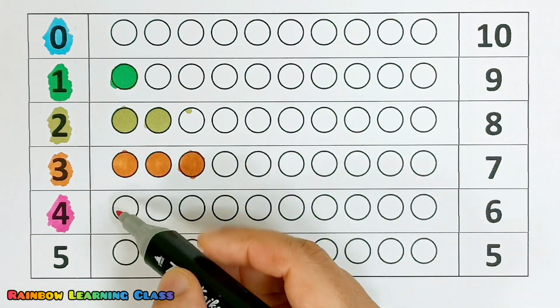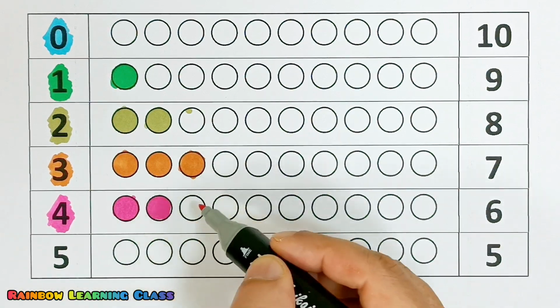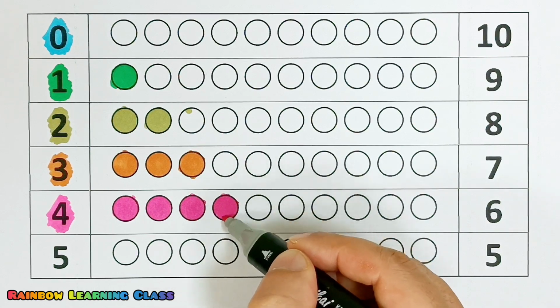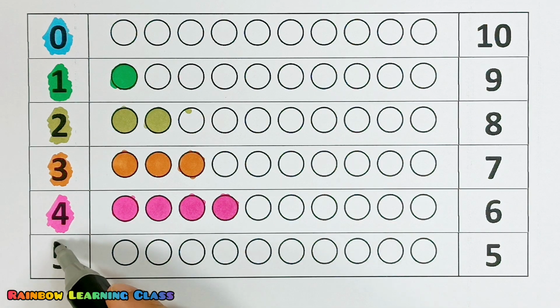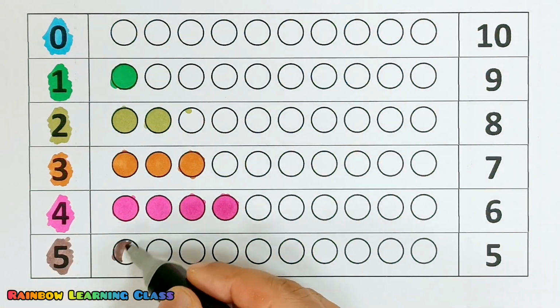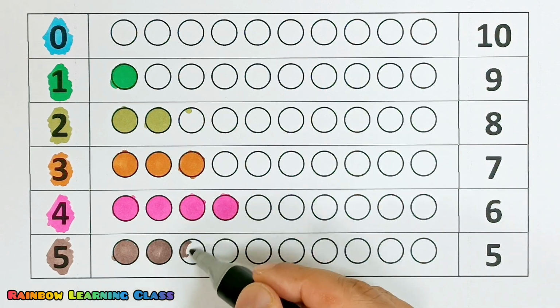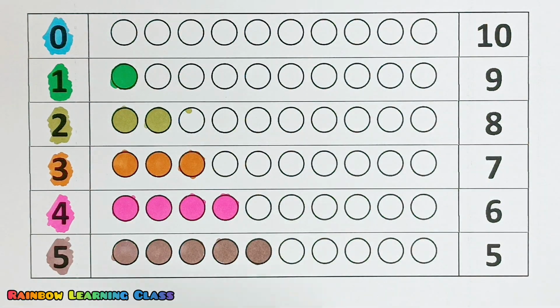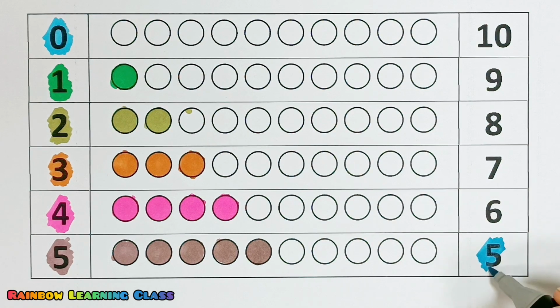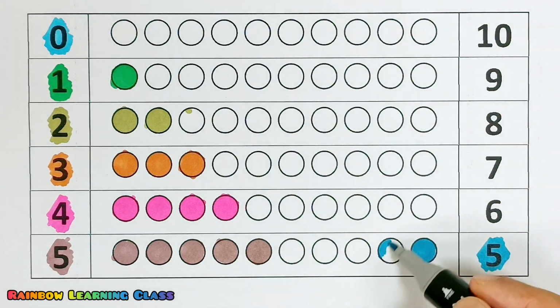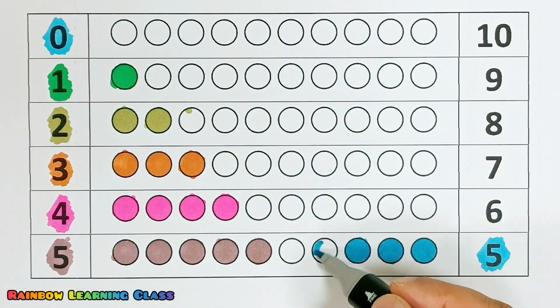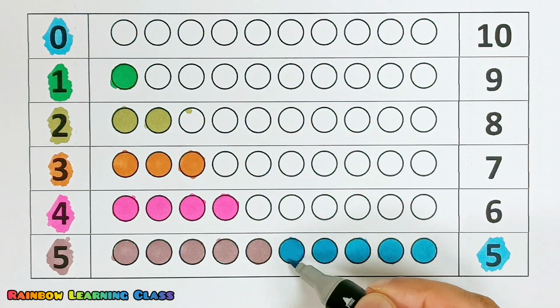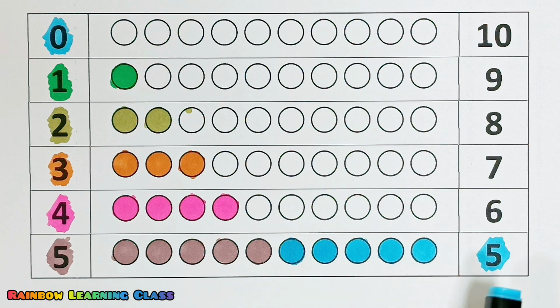Number four ball. Number five ball. Five. 5 ball. 5 plus 5 equal 10. 1, 2, 3, 4, 5, 6, 7, 8, 9, 10.